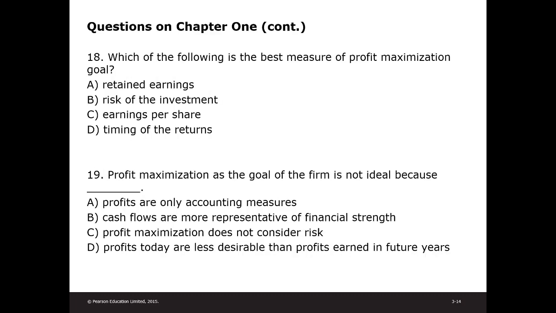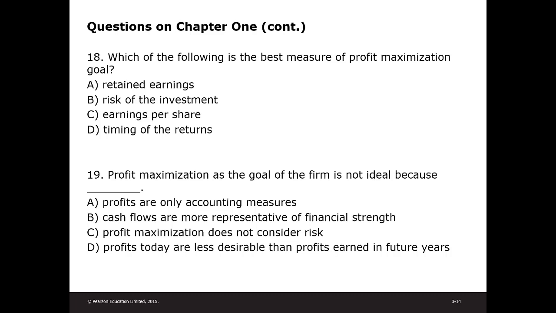Which of the following is the best measure of profit maximization goal? Retained earnings, risk of the investment, earnings per share, timing of the return. The answer here will be earnings per share, because using earnings per share, we can measure the growth in the profit over time.